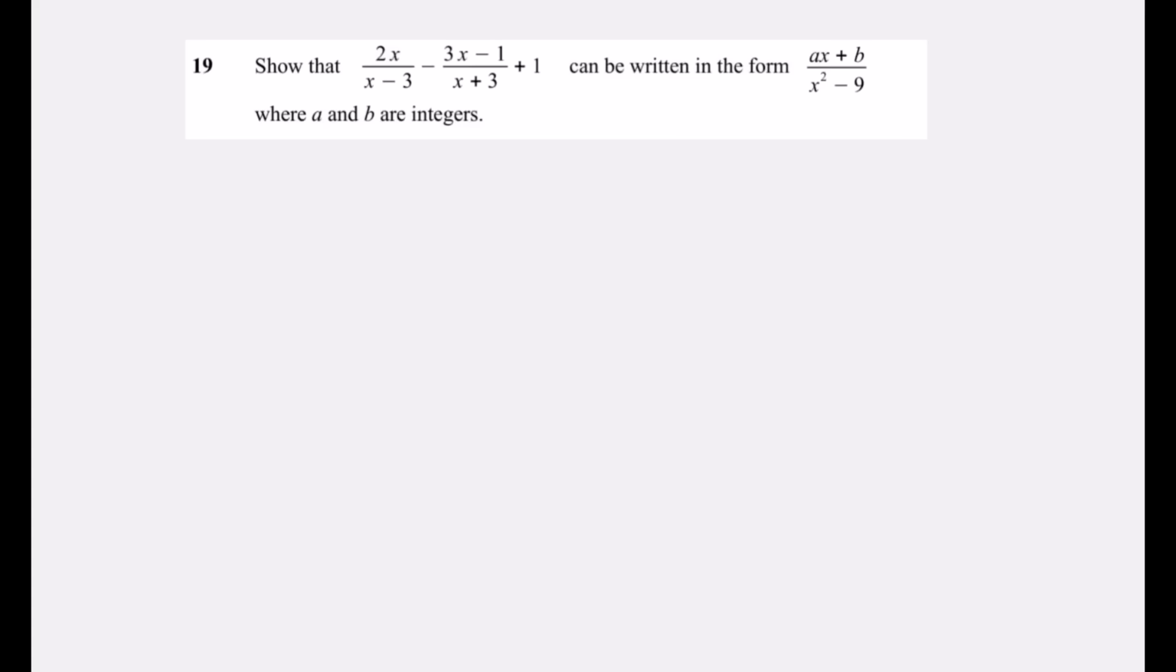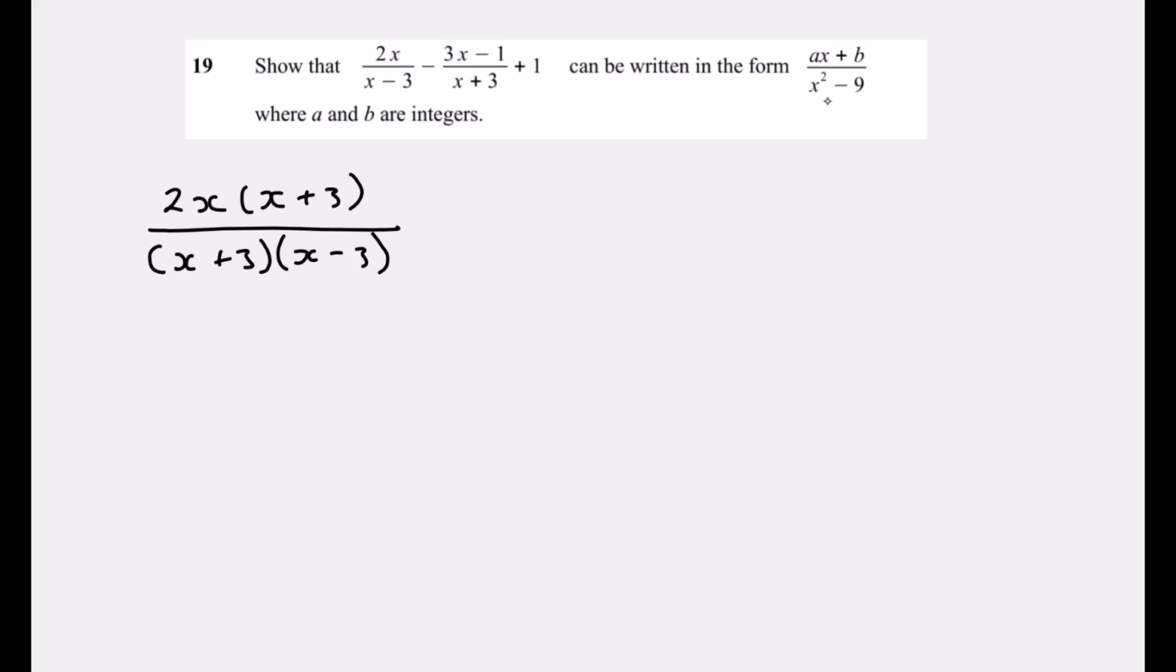Question 19. Show that 2x over x minus 3 minus 3x minus 1 over x plus 3 plus 1 can be written in the form ax plus b over x squared minus 9, where a and b are integers, whole numbers. So we're adding fractions here. To add fractions, we're going to make the denominators the same. So I'm going to times top and bottom of the first fraction by x plus 3. So the denominator will be x plus 3 times x minus 3, which is the difference of two squares.